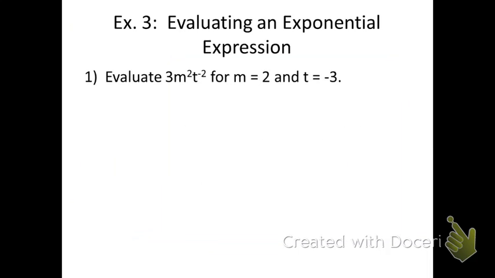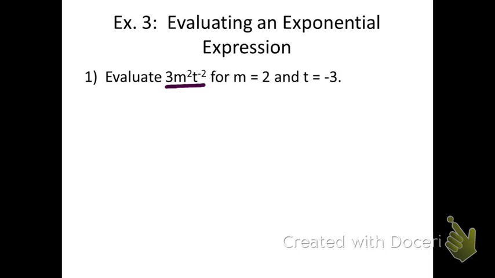Next is evaluating an exponential expression. So this problem says evaluate 3m squared t to the negative second power for m is equal to 2 and t is equal to negative 3. So when it says to evaluate, it means solve or find the answer. So first thing you want to do is find the expression. So our expression is actually right here, and it's in the sentence.